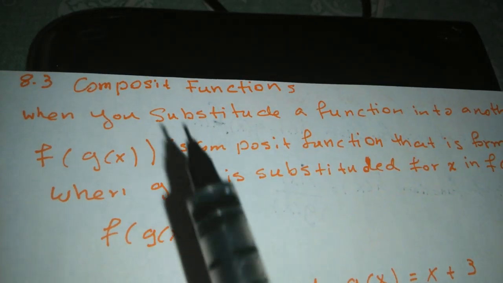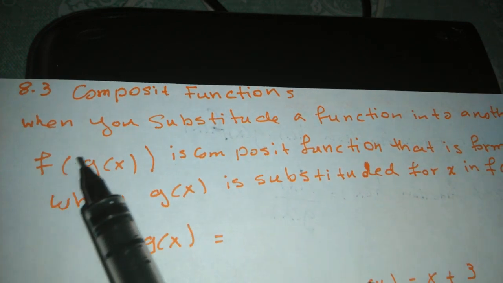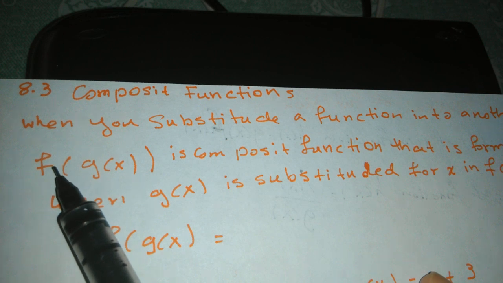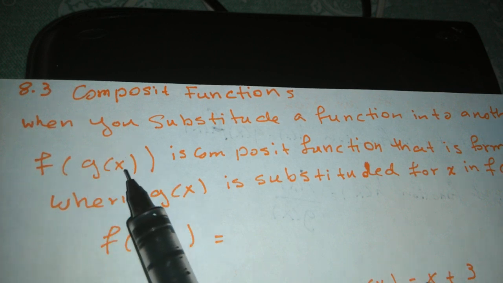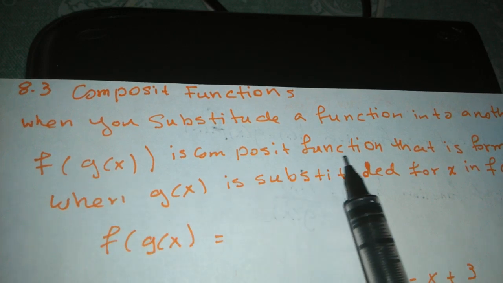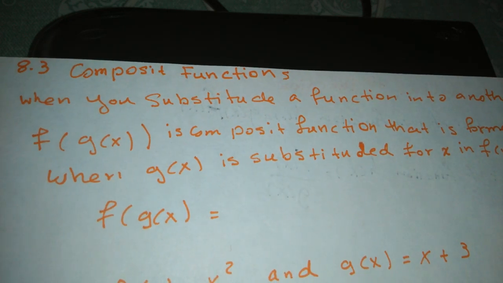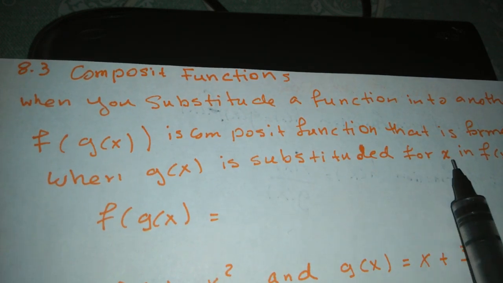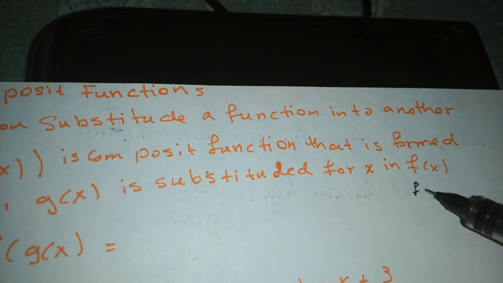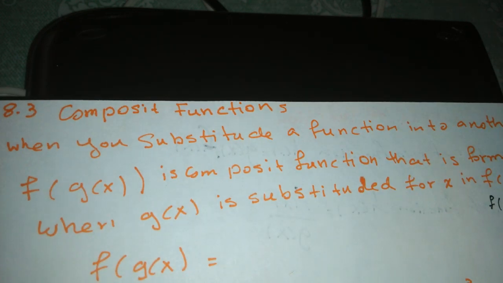Okay, today's lesson is 8.3 composite function. What is a composite function? When you substitute a function into another function. The normal is f of x, but instead of the x, I substitute x by g of x. It is a composite function that is formed when g of x is substituted for x in f of x. So instead of the x here, I put g of x. So this is going to be a composite function.